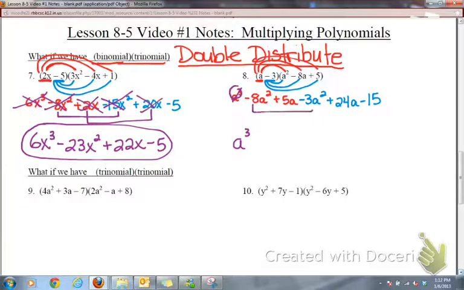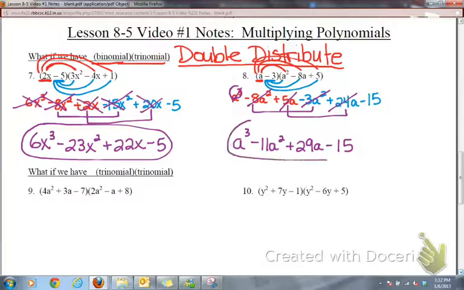Put my squareds together. That's negative 8a squared minus 3a squared. That would be negative 11a squared. Put my a's together. They're both positive. That's nice. So 5a plus 24a is positive 29a. And finally, I have the minus 15. So there's my final answer for that one.